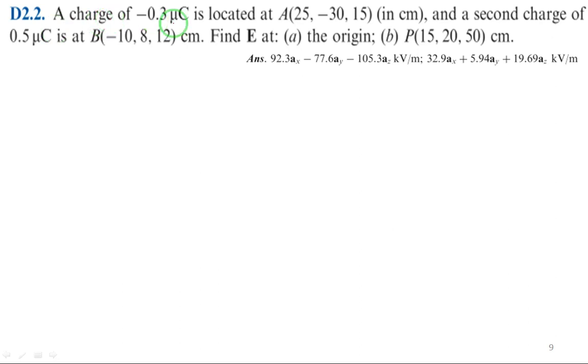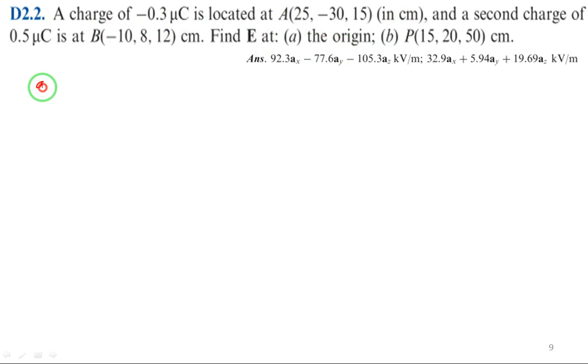A charge of minus 0.3 microcoulomb is located at this point A. It is given in centimeters. We have to take care of the units also. And a second charge of 0.5 microcoulomb is located at point B. This is also in centimeters. Find E at the origin. Part A we will solve first. Part B we will see later.